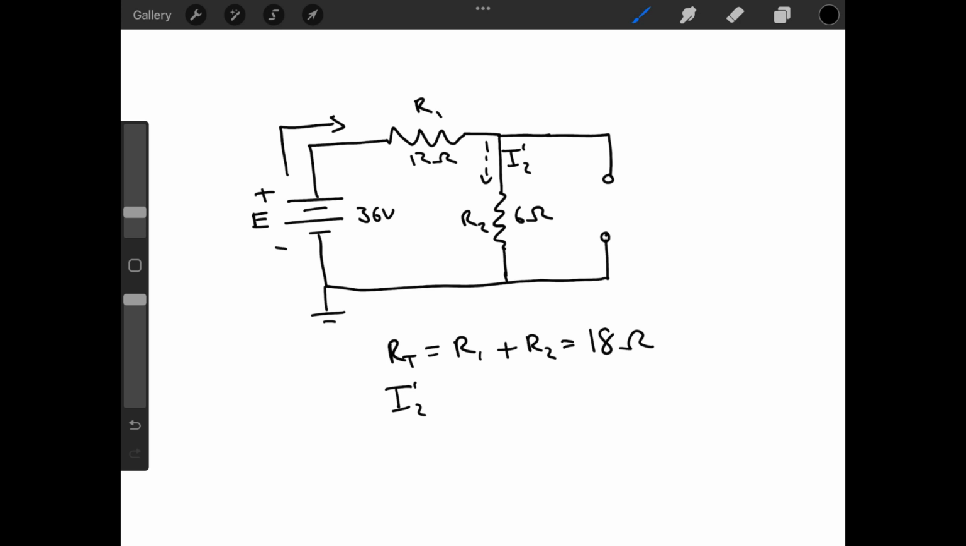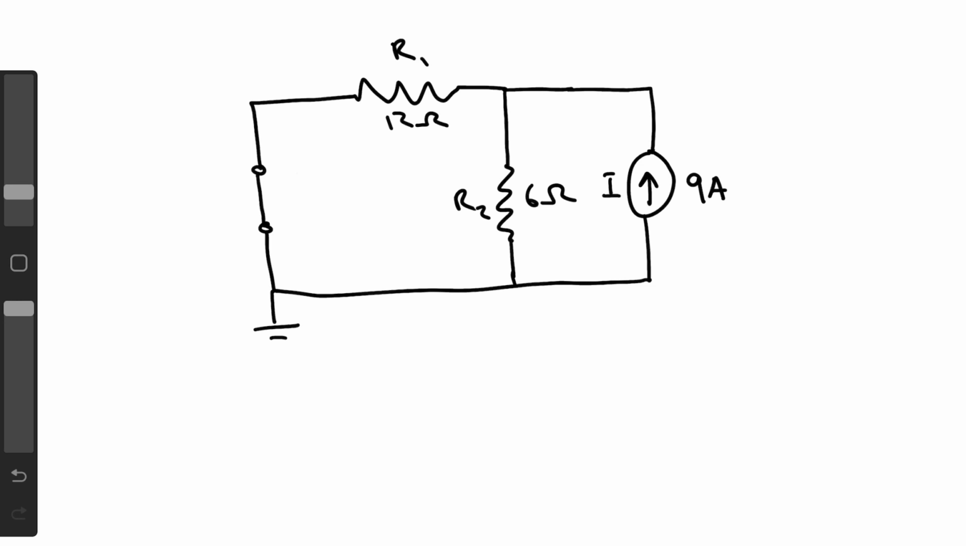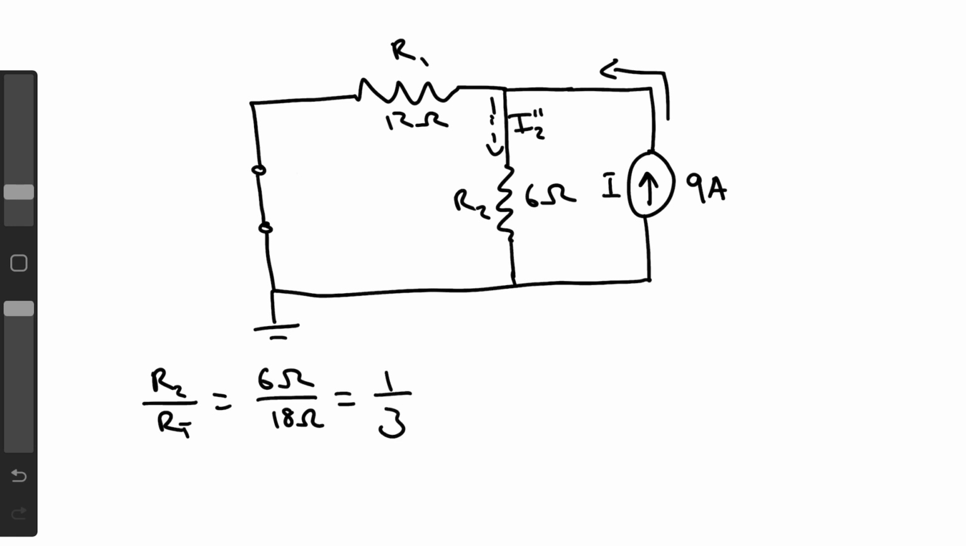It is important to note that this is the way that the current is flowing. So I2 prime is simply E on RT, which is 36 on 18, which is 2 amps. So here we have our other simplified circuit where the voltage source was short-circuited and we just have our current source going. First off, we're going to quickly define which way the current is flowing, and you'll notice I2 double prime is flowing in the same direction as I2 prime. So that is convenient. That means we'll add them together, not subtract.